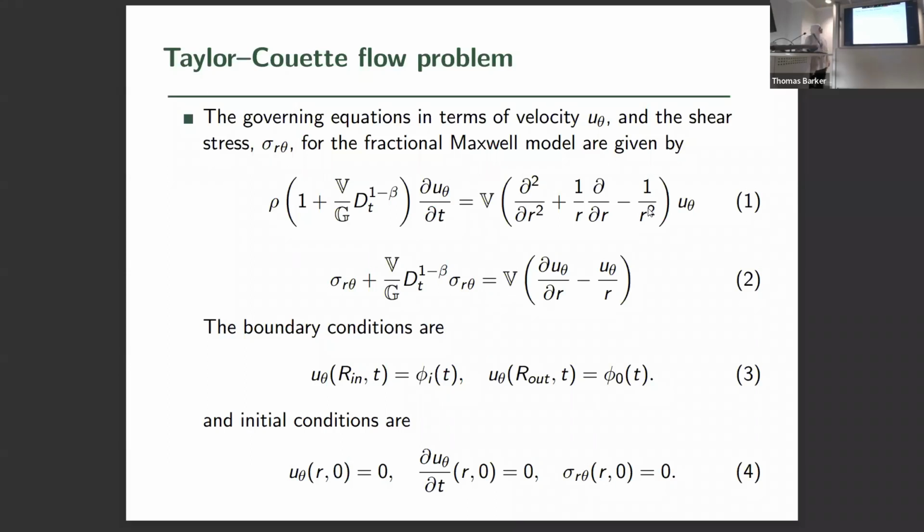The governing equations in terms of velocity and shear stress for the fractional Maxwell model are given by these equations. The first one calculates the velocity, and the second one calculates the stress. And we have the boundary condition, which gives the values for velocity at the boundaries of the cylinders, which is indifferent here. And the initial conditions are given by this equation.